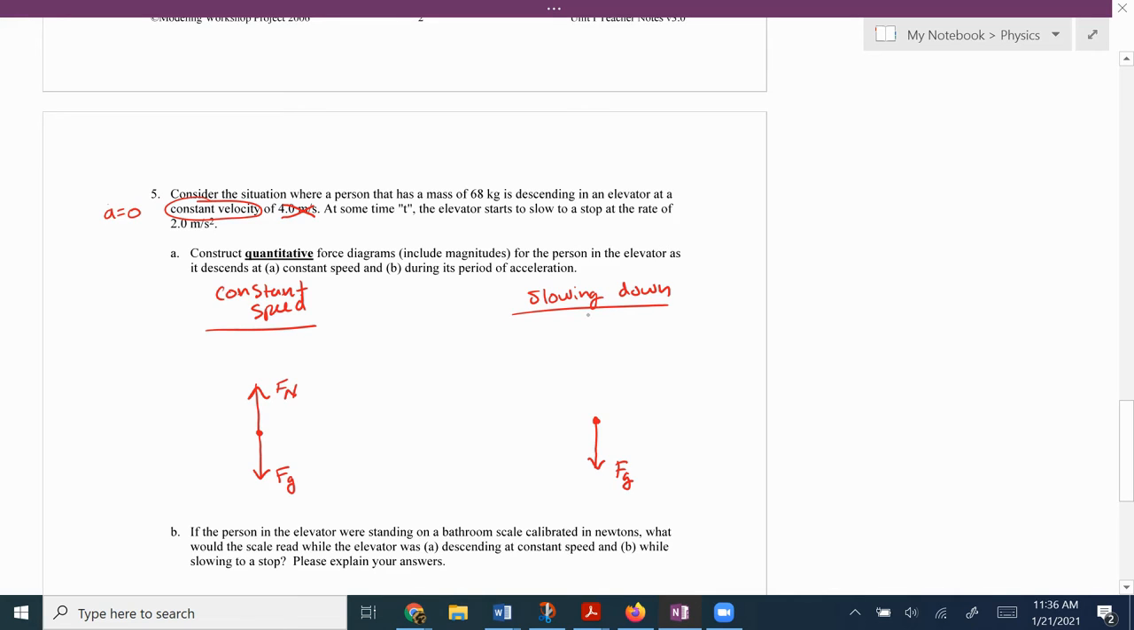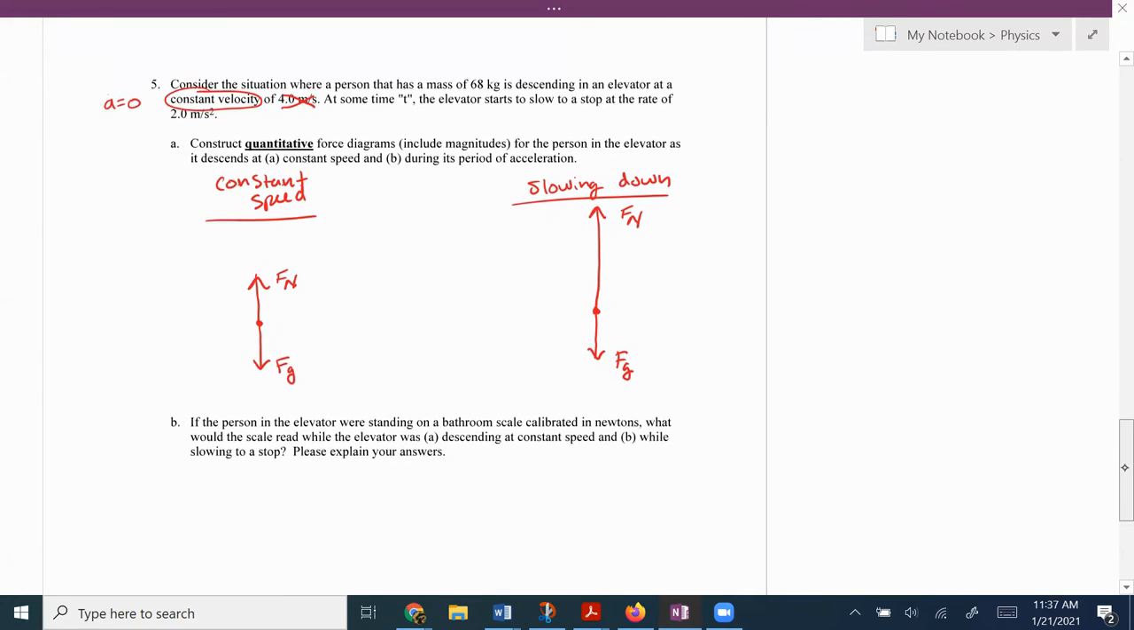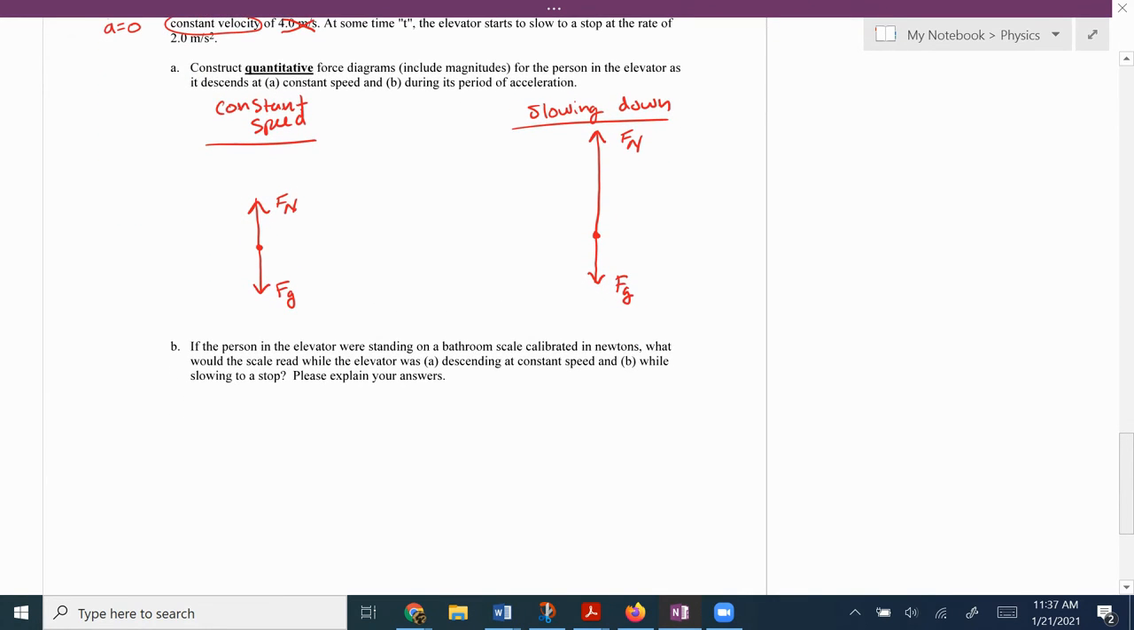But if I'm going downwards but slowing down, that means I need a net upwards force, and so it's got to look like that. That seems kind of weird, but if you're going down but slowing down, you have a negative velocity, and to slow down you need a positive acceleration. Again, go back and look at your acceleration notes to check that out if that's confusing. It does say a quantitative force diagram. I'm going to come back and put the numbers on it in a second, but I'm going to go ahead and do part B first.